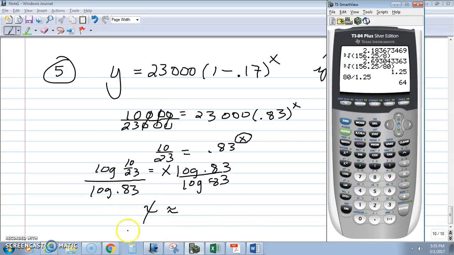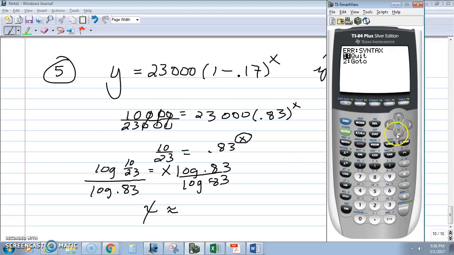Again, I like to wait till the end to put all the numbers in, even the fraction, because I think the calculator gives you a better answer because you're not rounding every time you're doing something. So we're going to take the log of 10 divided by 23 in parentheses, then divided by the log of 0.83 in parentheses. And what do I get?